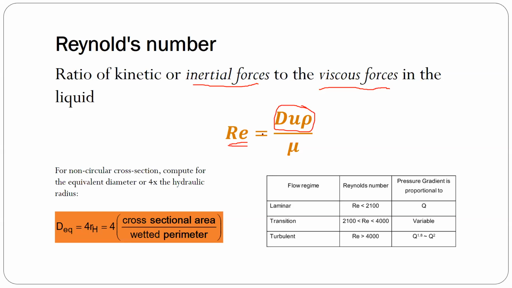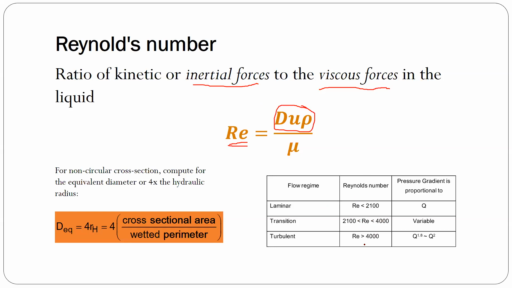So since we know that velocity kung saan you will arrive at the critical point, and that critical point turns out na ang value niya ay 2100 to 4000. That's practically the transition period. So less than 2100, the flow will be laminar. And if the Reynolds number is greater than 4000, the flow will be turbulent.